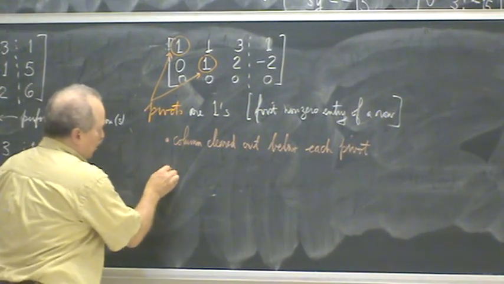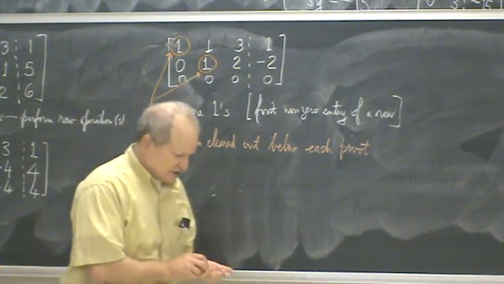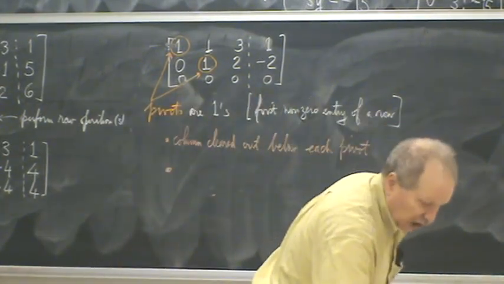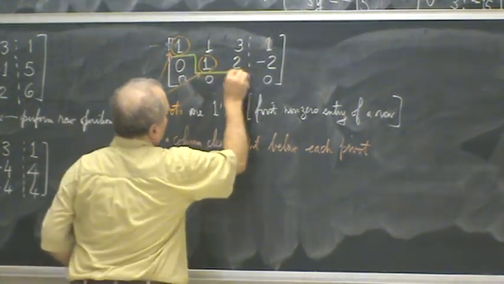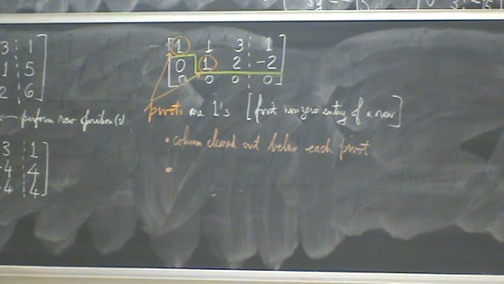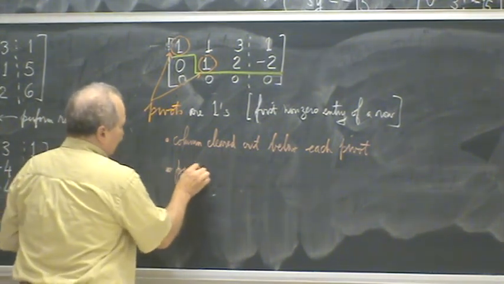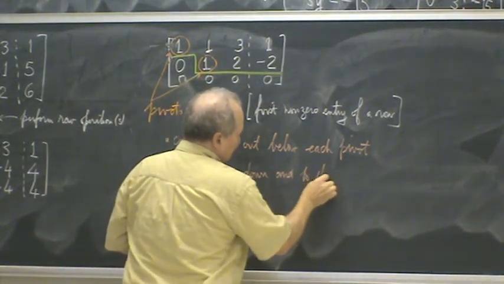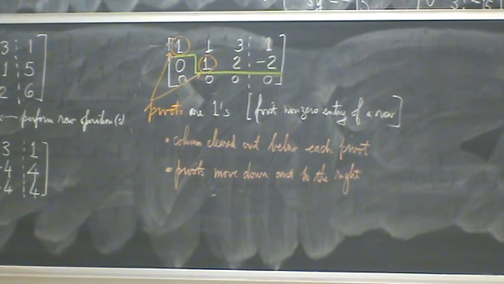And also what I've arranged here is that the pivots move down and to the right. So you might even say, no 2 pivots are in the same column. Right, I've cleared out below a pivot, so there can't be 2 pivots in the same column. And what I've got here is the beginning of a staircase. So the next comment is pivots move down and to the right. I'm sure you can come up with a pedantic mathematical definition if you really want one.